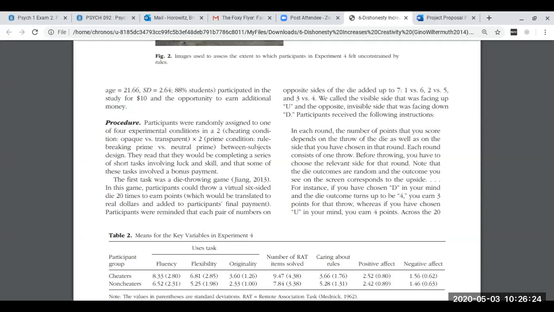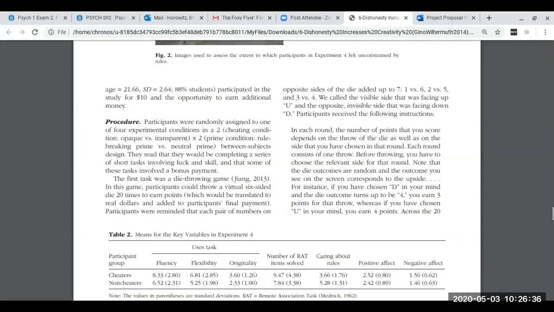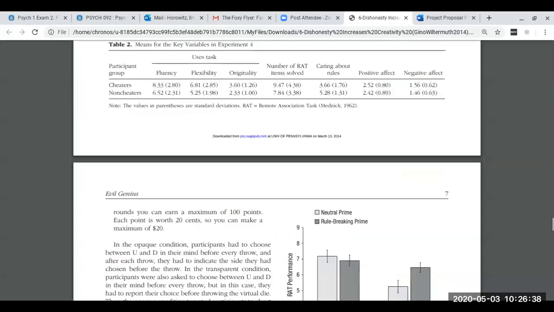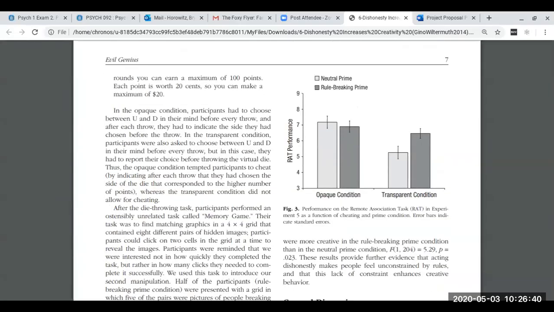For instance, if you've chosen D in your mind and the die turns out to be up to be 4, you earn 3 points for that throw. Whereas if you have chosen up, you earn 4 points for that throw. So, across the 20 rounds, you can earn a maximum of 100 points. Each point is worth 20 cents, so you can make a maximum of $20.